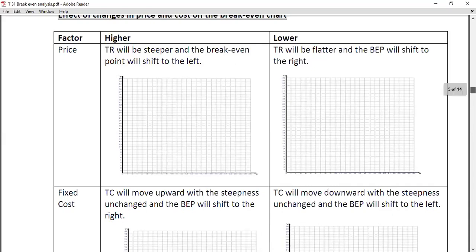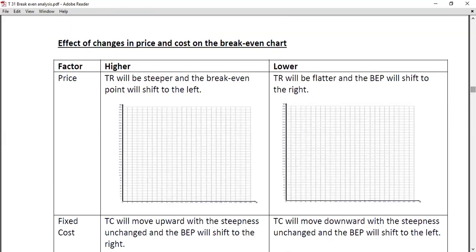There are 6 situations, 6 graphs you have to draw: the effects of changes in the price and the cost on the break-even chart. So with a price increase, you can see the total revenue will be steeper and the break-even point shifts to the left. And when price decreases, total revenue will be flatter and break-even will shift to the right. So here break-even will reduce, here break-even will increase.